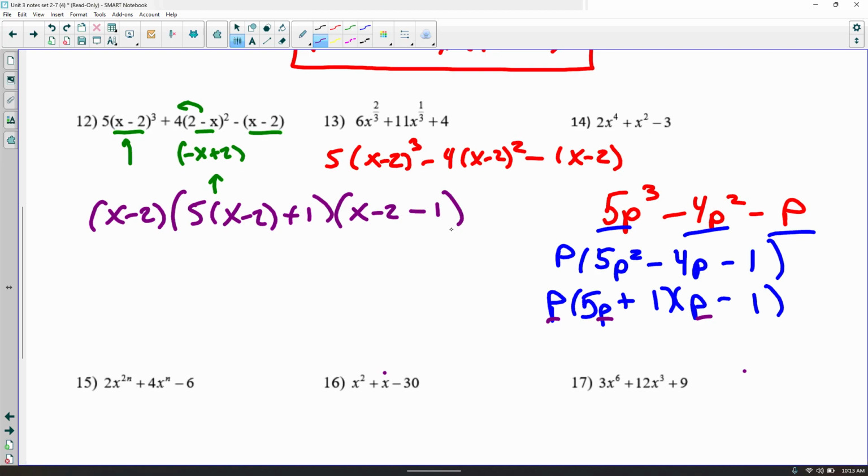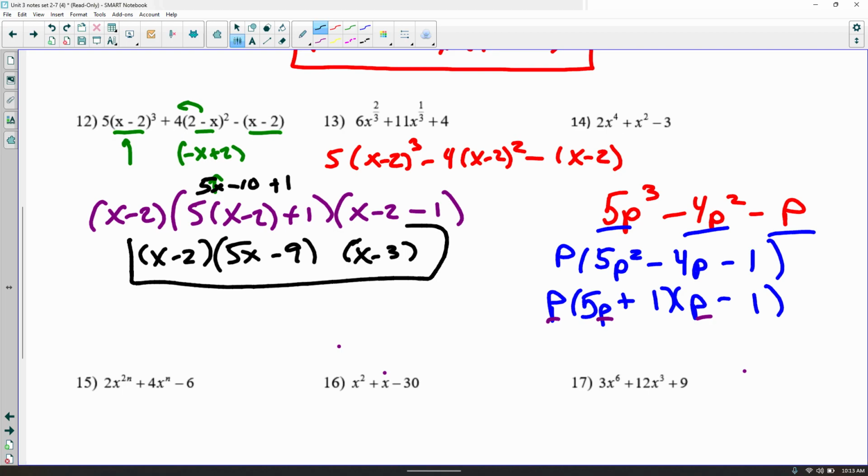As I said with these problems, anytime you have a parentheses, there will always be some sort of reducing on it. We have to combine all our like terms. Well, this one is really x minus 3, guys. This one is 5x minus 10 minus 1. Oh, sorry, plus 1. So I get this to be 5x minus 9. And I have an x minus 2. And that is the final answer for number 12.